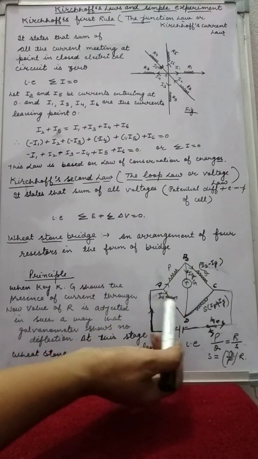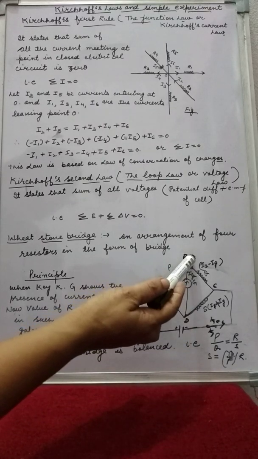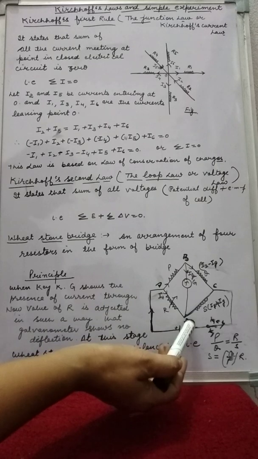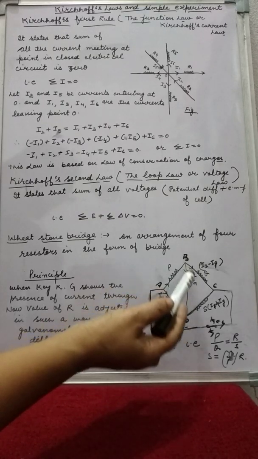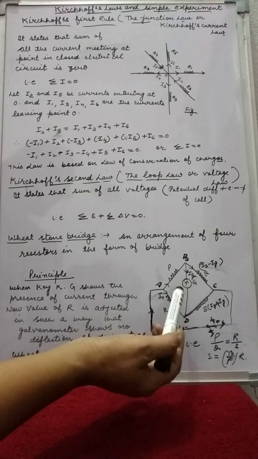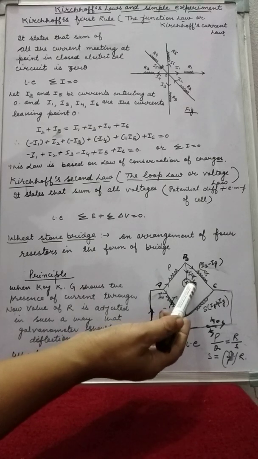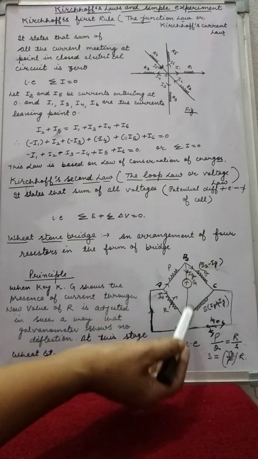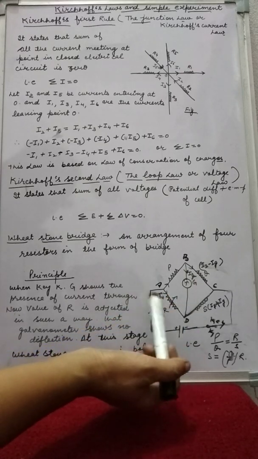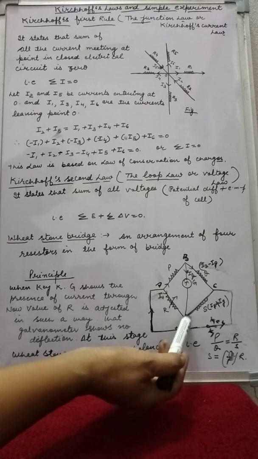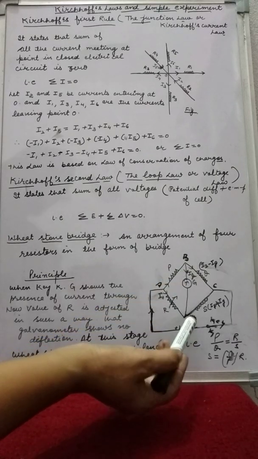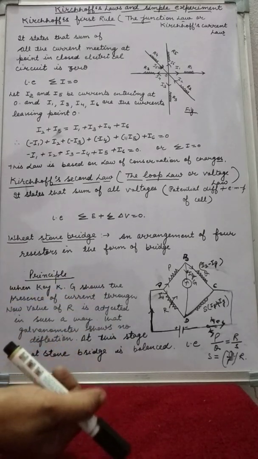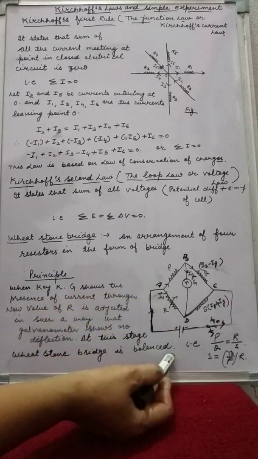Balanced means the potentials at points B and D will be the same. The galvanometer shows no deflection, so no current flows through this circuit, which means the potential is the same, so there is no potential difference. To flow the current there should be a potential difference, but the potentials at points B and D remain the same. So at this stage we can say the Wheatstone bridge is balanced.